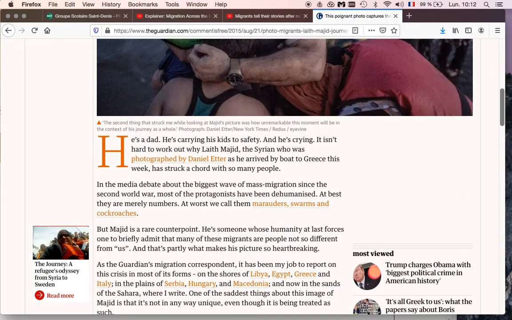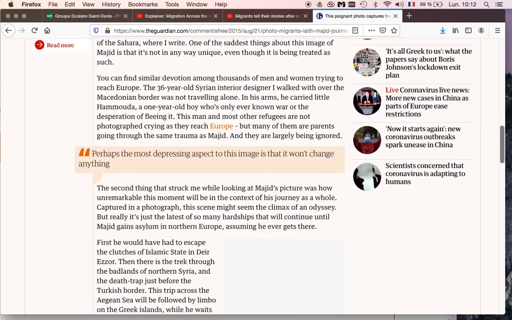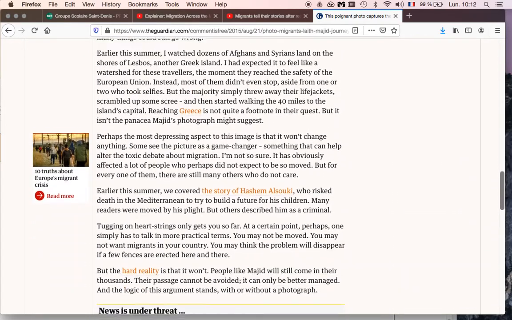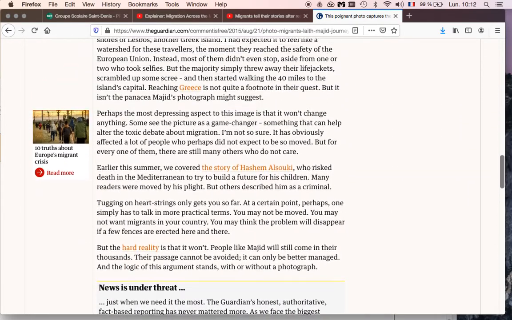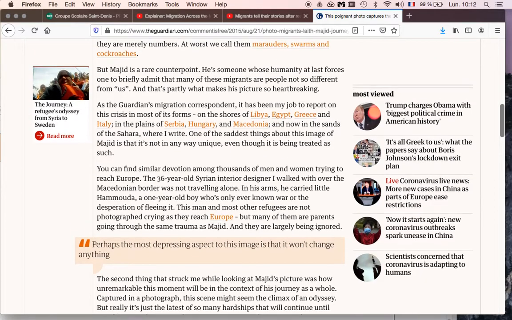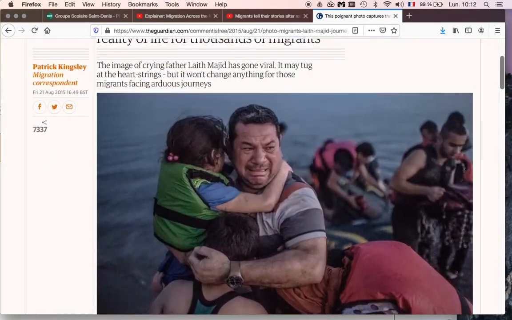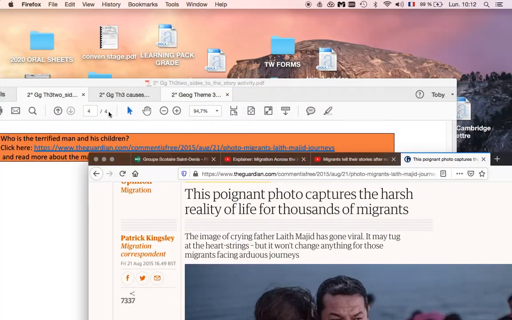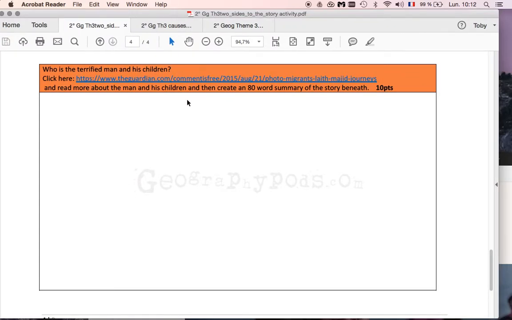Okay, it comes from 2015. It's not too long. It's a very interesting read, and I want you to study that article, and then what you have to do, go back to the top just there, is to create an 80-word summary of the story. 80 words is probably 8 to 10 lines. It's not a great deal.